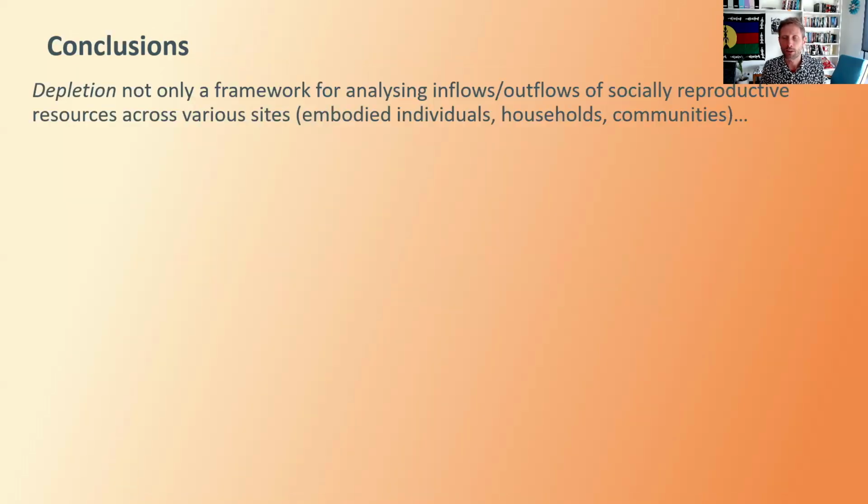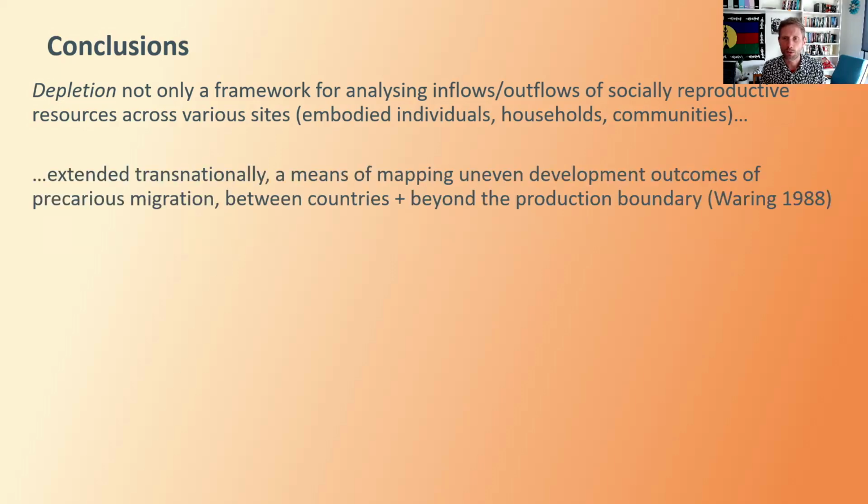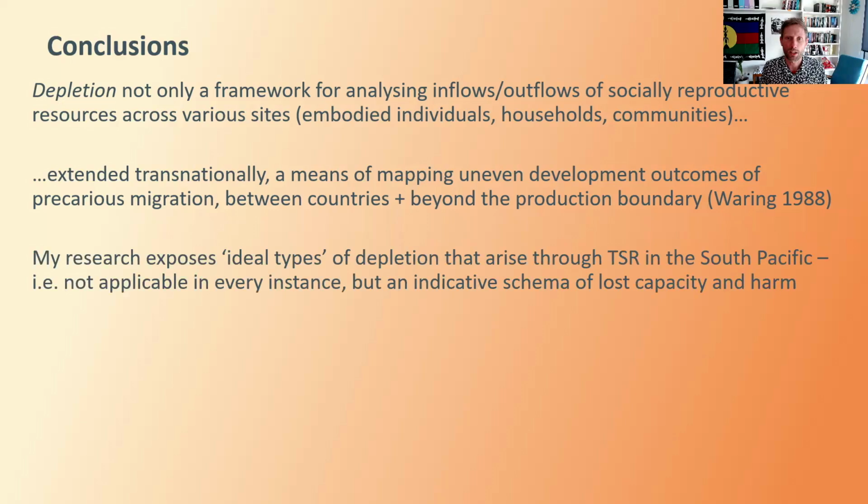So my conclusions then are that this framework of depletion is not only a way of analyzing inflows and outflows of socially reproductive resources, which is how Shireen Rai and her co-authors initially use it. It's not just a matter of mapping out these resources amongst individuals, households, and communities. It can also be extended transnationally as a means of mapping the uneven development outcomes of precarious migration, such as PALM, occurring between countries, but also beyond the boundary of production, to follow Marilyn Waring's insistence that we think of the economy as more than what's captured in GDP.